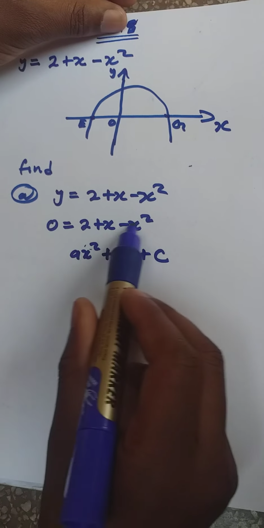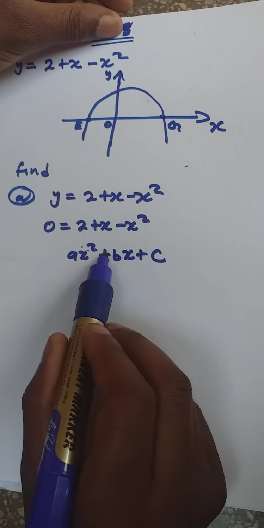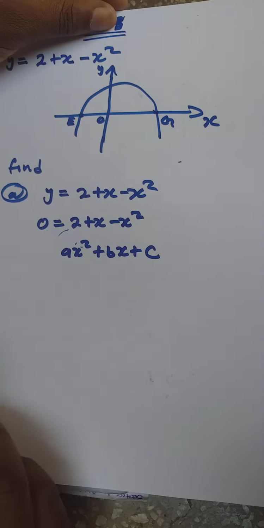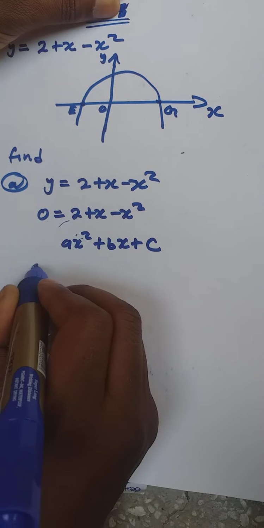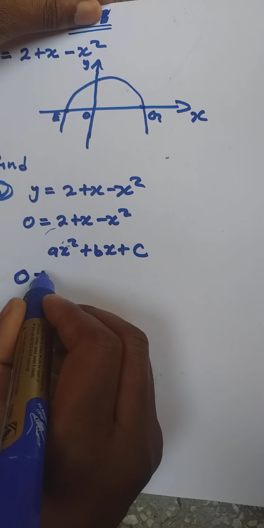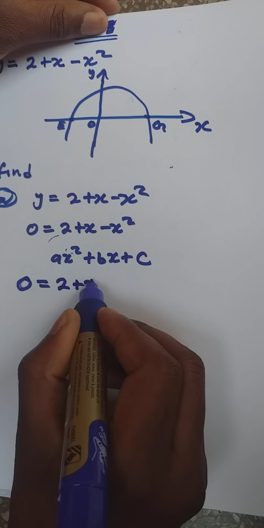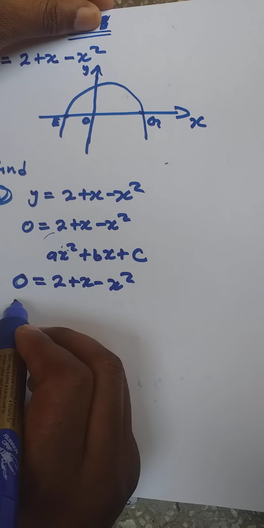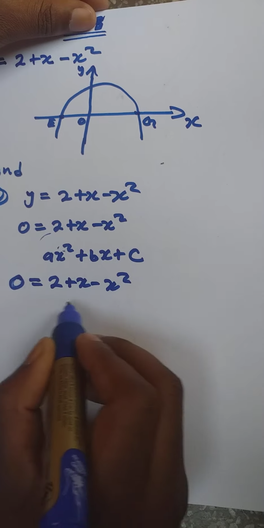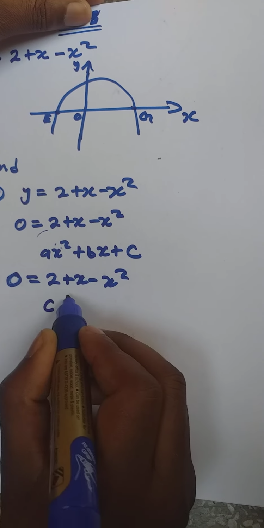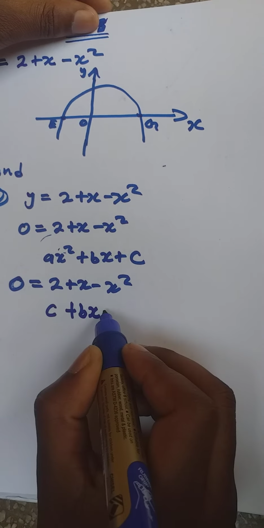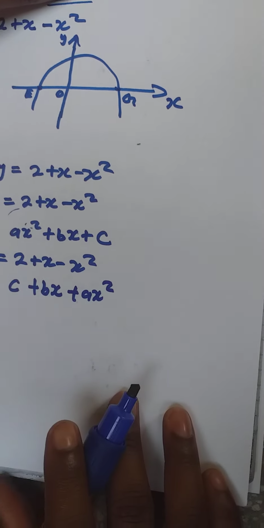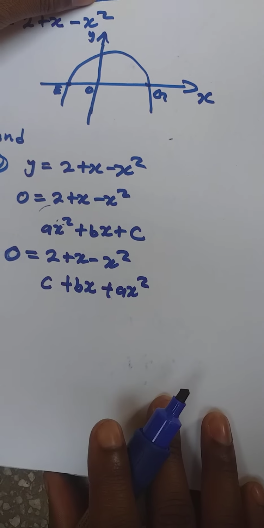The one with the power 2 they have put at the end, the bx is in the middle, and the c is the first one, which is the 2. So we can write it as 0 is equal to 2 plus x minus x squared. This is the same as saying the c plus the bx, and then plus the ax square. So this is the standard way in which we write a quadratic.